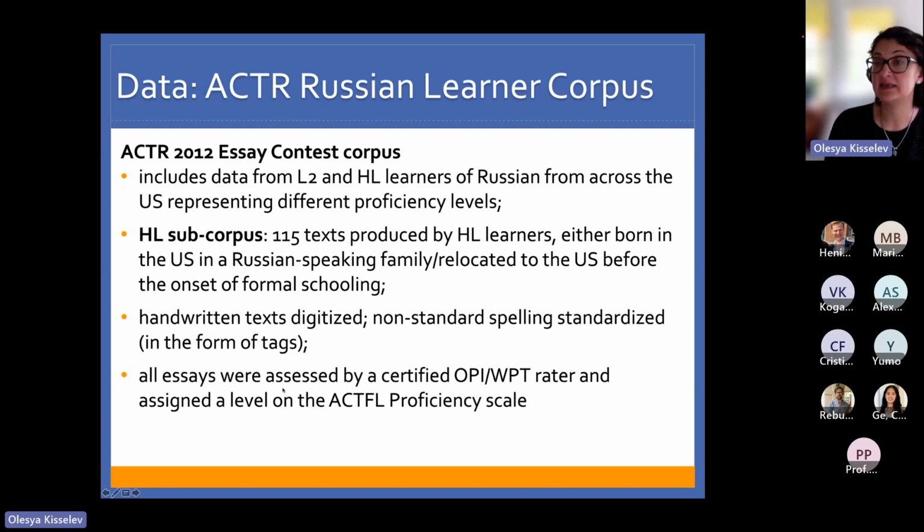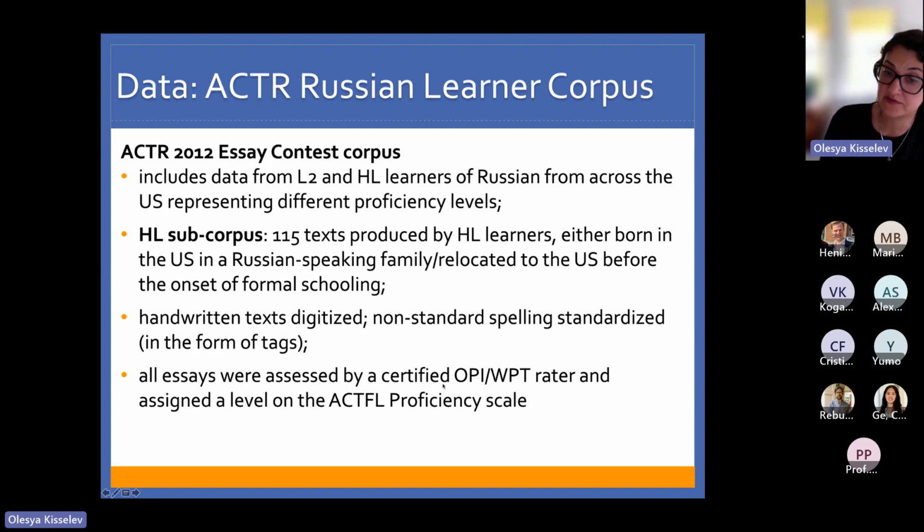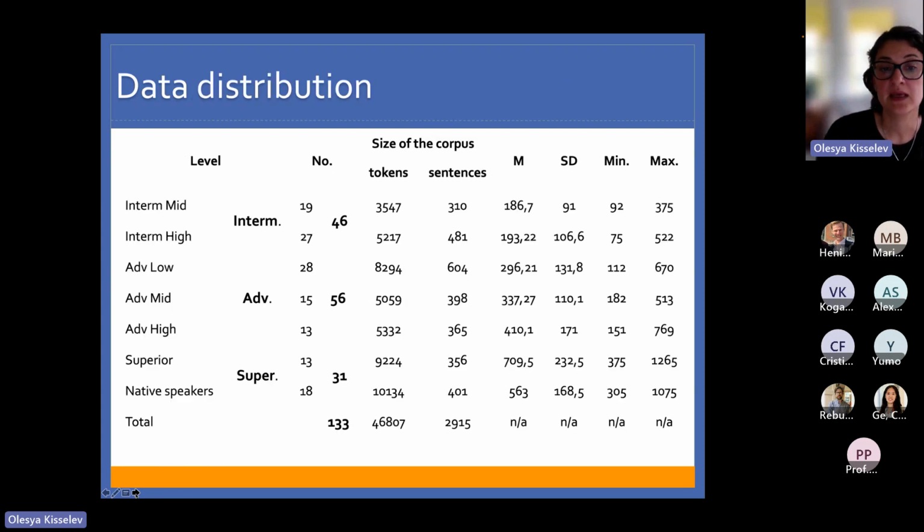And all of these essays, again, were evaluated by a certified ACTFL rater, and they were assigned an actual proficiency scale grade or assessment. So they all have this level: intermediate low, intermediate mid, intermediate high, advanced low, etc. And that was done by someone who has no stake in the research project.